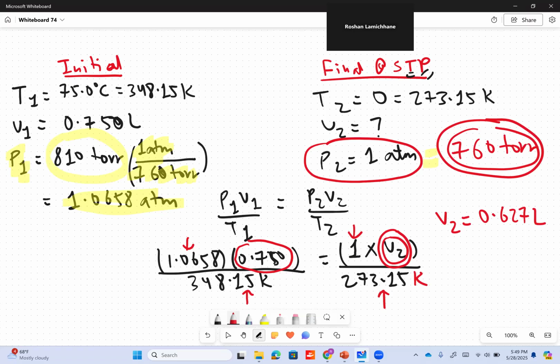Now, a question for you all. Can I leave this degrees Celsius as it is?